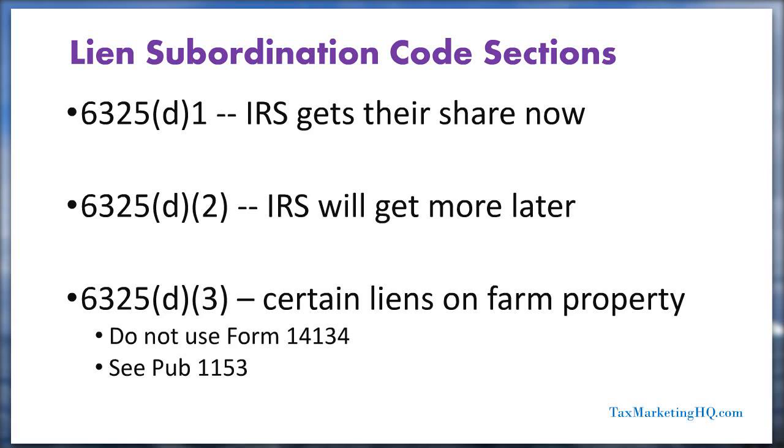The IRS gets that money now. D2 is the IRS will get paid later. So, for example, that's more along the lines of the factoring example. By subordinating the federal tax lien to the factoring finance company, the business will be able to maintain their cash flow and will continue to make installment agreement payments from that cash flow. And so in that scenario, the IRS gets paid later. The mortgage example and the factoring example, those are the two most common things that you'll actually see.